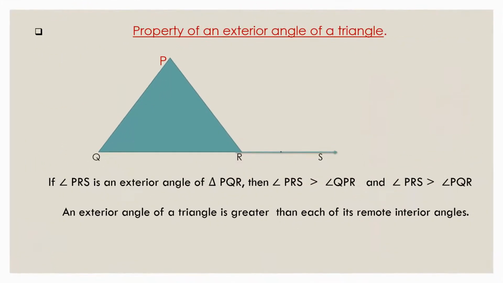Property of an exterior angle of a triangle. In this triangle PQR, angle PRS is an exterior angle of the triangle. If angle PRS is an exterior angle of triangle PQR, then angle PRS is greater than angle QPR and angle PRS is greater than angle PQR. That means an exterior angle of a triangle is greater than each of its remote interior angles.